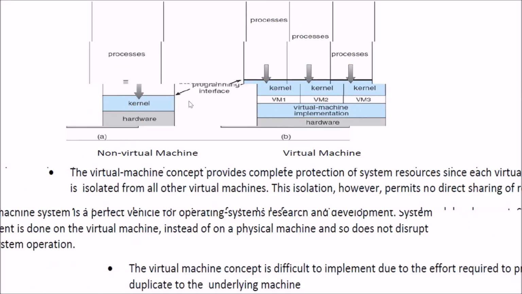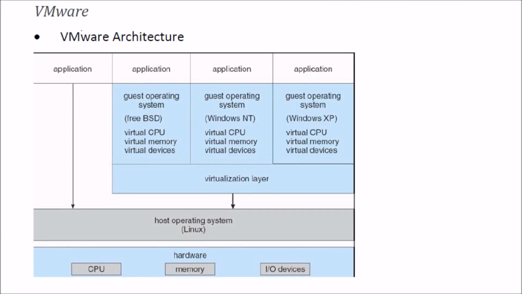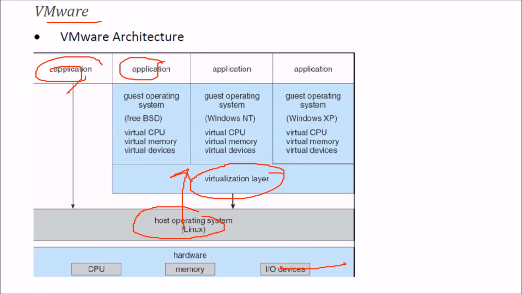I'll show you one more diagram. This is the VMware architecture. We have hardware here, then the host operating system, Linux. On top of this Linux, we have a virtualization layer, and we have various applications. Some applications deal directly with the host operating system. Some applications only work on BSD, Windows NT, say Windows XP. So these all have virtual CPU, virtual memory, virtual devices, and these are the guest operating systems.